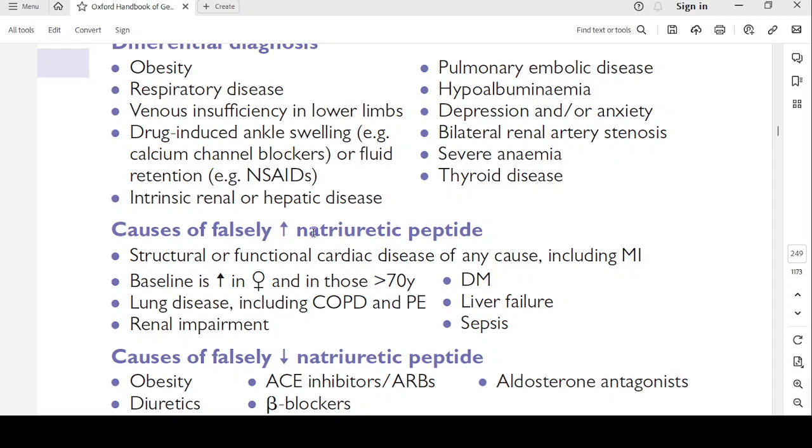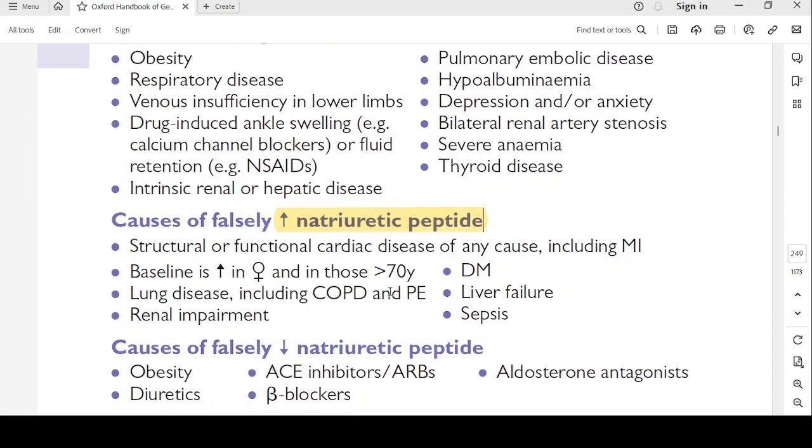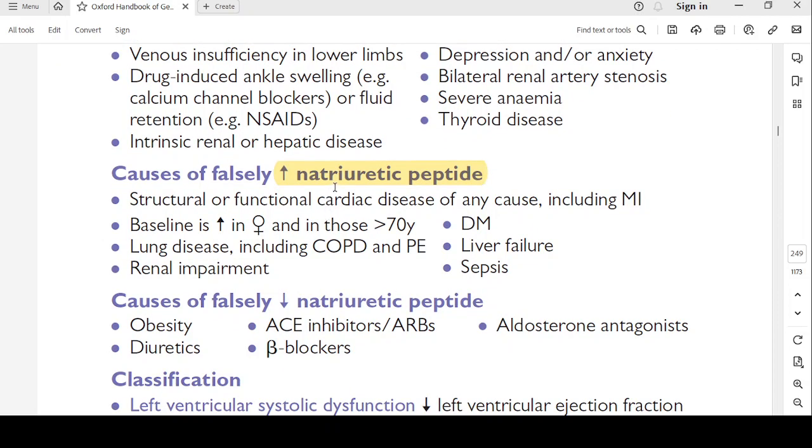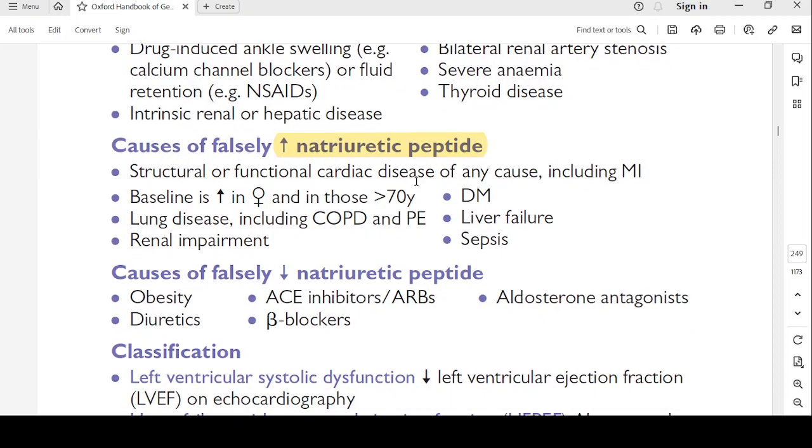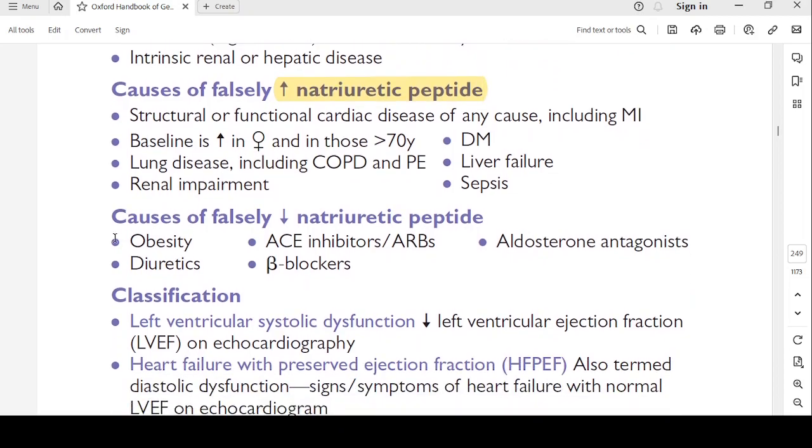Causes of a falsely increased natriuretic peptide. Once you decide it is a heart failure, you check the BNP, that is brain natriuretic peptide. Sometimes it can be falsely increased, that is when there is structural or functional cardiac disease or any cause including MI. Baseline is increased in females and those more than 70 years of age. Also diabetes mellitus, lung disease including COPD and pulmonary embolism, liver failure, renal impairment, sepsis. So these are the causes of falsely increased brain natriuretic peptide.